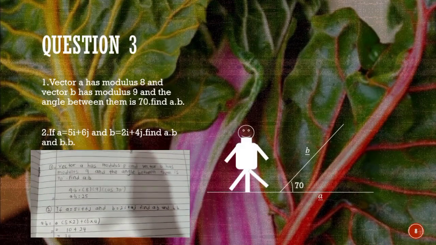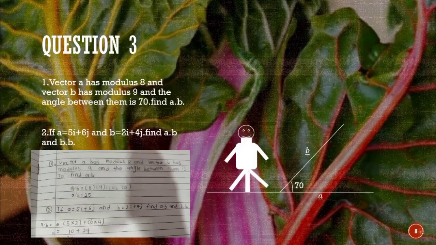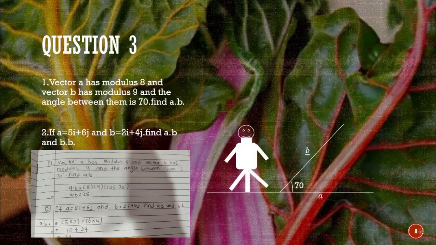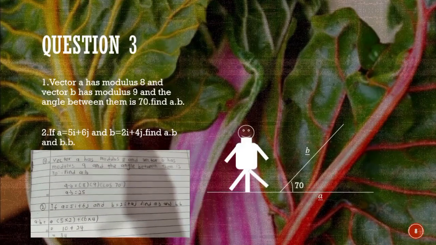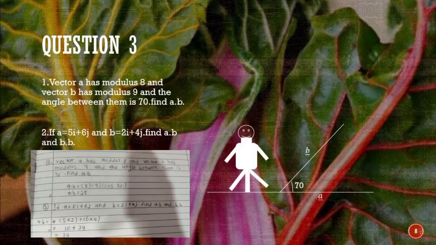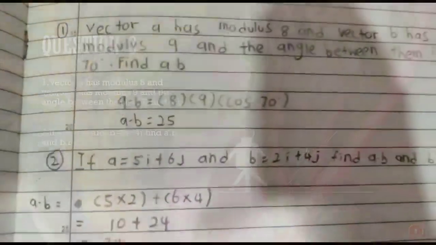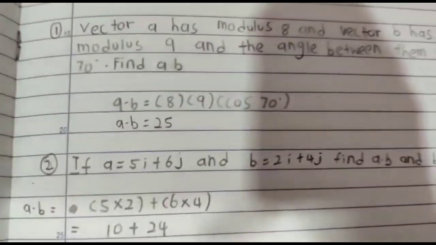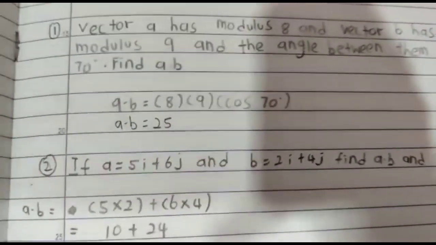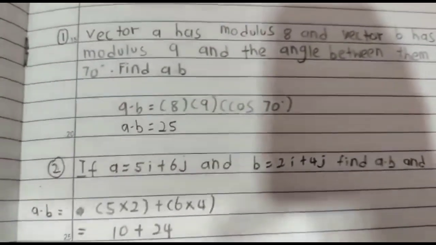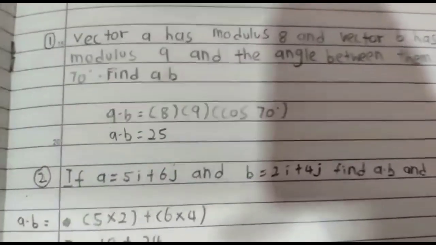Okay. So the first question is, vector A has modulus 8 and vector B has modulus 9 and the angle between them is 70. Find A dot B. Okay, what is the formula? A dot B equals to A darab B darab cos theta, iaitu angle.